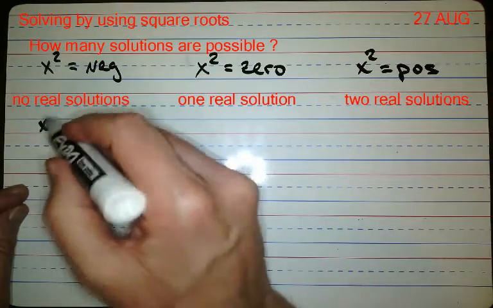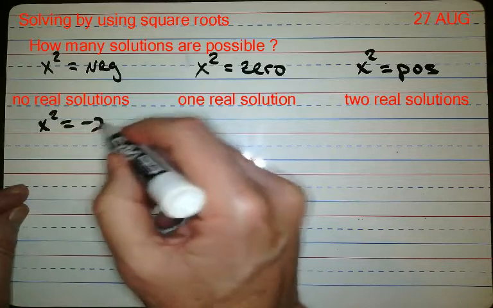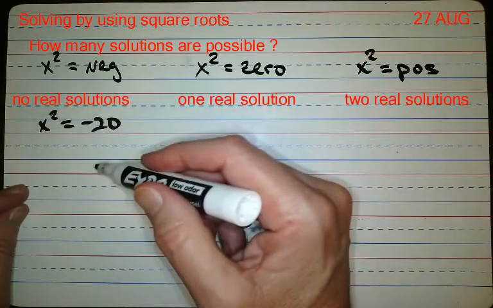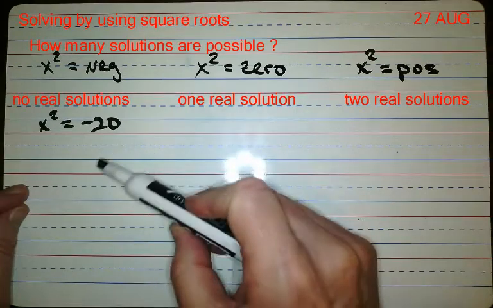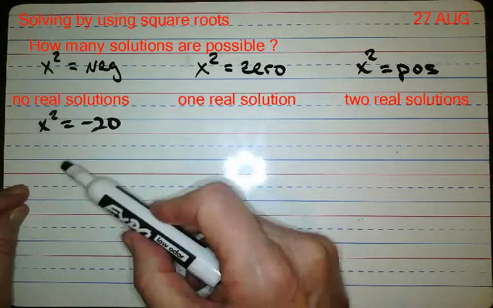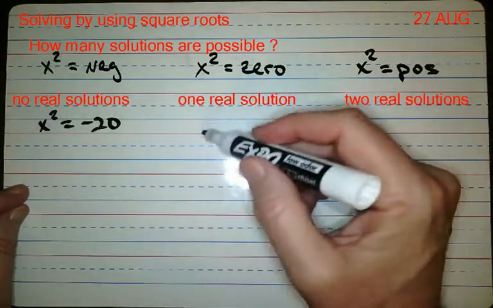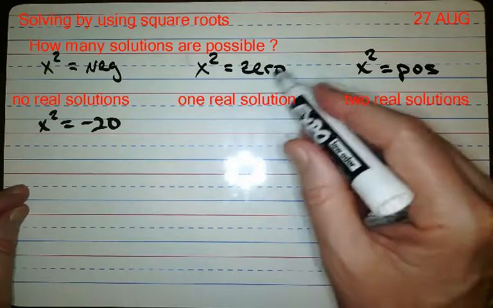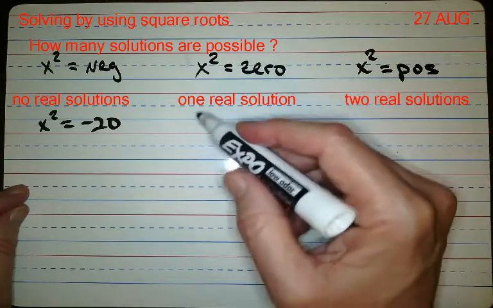Well, they could say something like this: x squared equals negative 20. Well, then we would answer no real solutions. And on IXL, they just have three buttons, just like this. You'd push that one. No real solutions. Right?